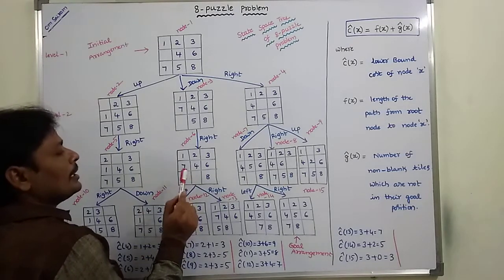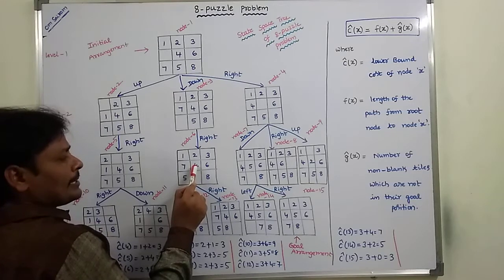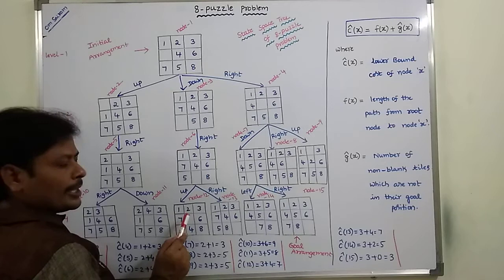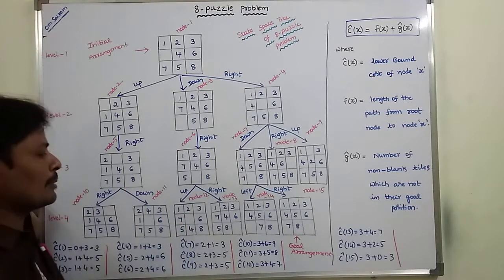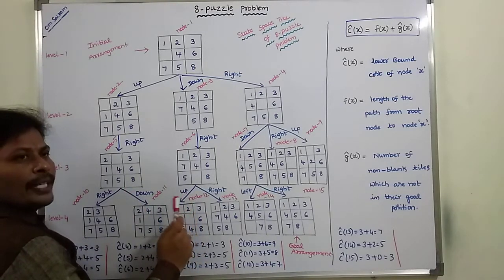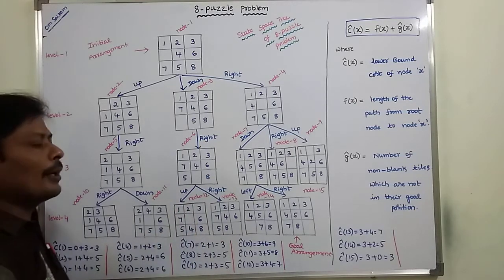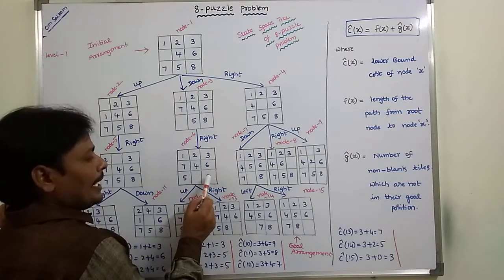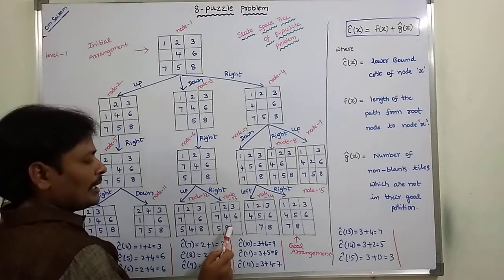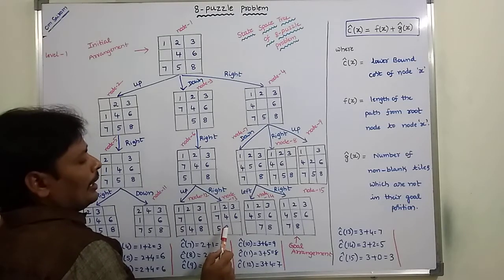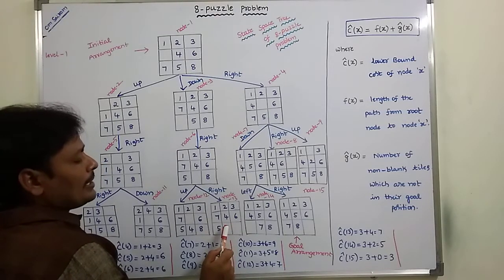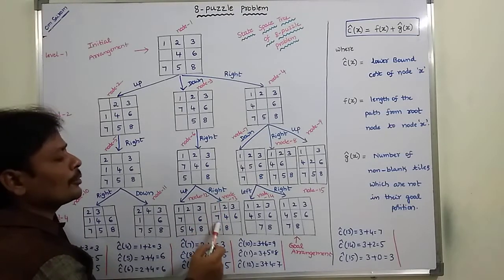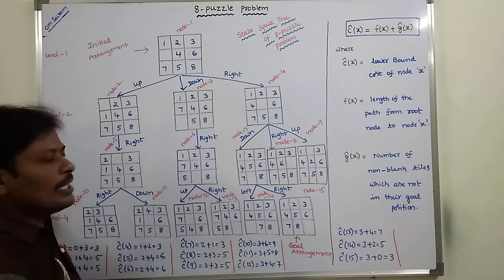Up direction: the empty tile can be moved to this place, and the fourth tile can be moved to this place. The remaining tiles cannot be changed. This is node 12. Next one, right direction. The empty tile can be moved to this place, and the eighth tile can be moved to this place. The remaining tiles cannot be changed. This is node 13.